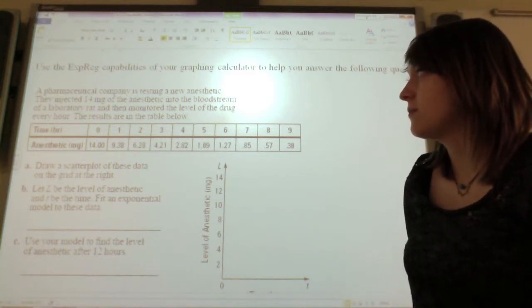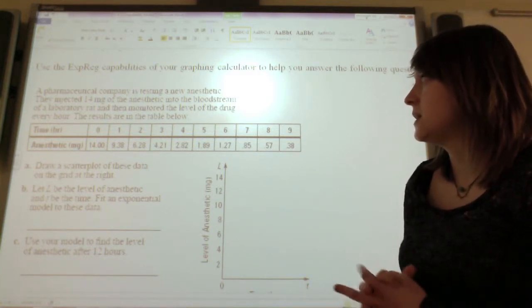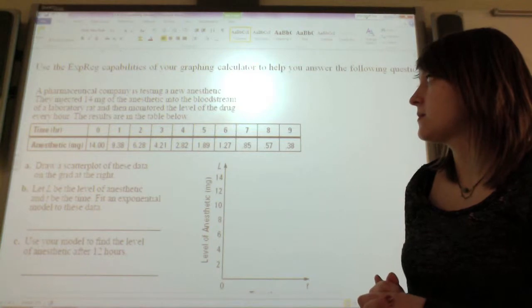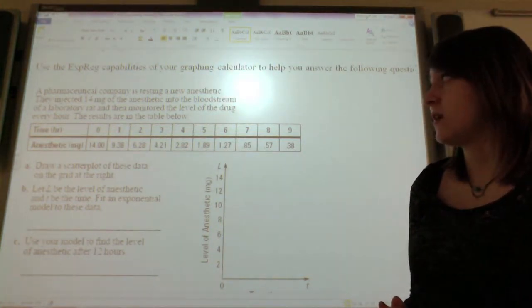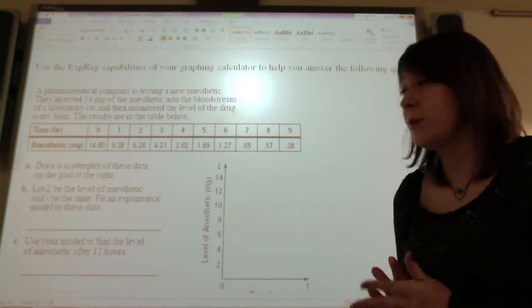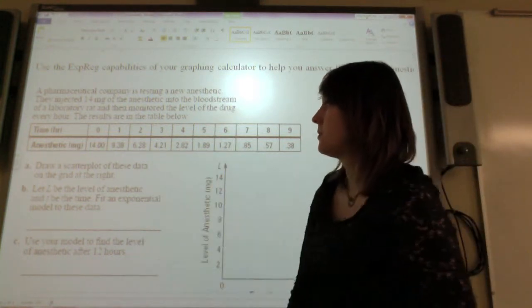The first one, we've got a pharmaceutical company testing a new anesthetic. They injected 14 milligrams of the anesthetic into the bloodstream of a laboratory rat and then monitored the level of the drug every hour. The results are below. So these are our results from our experiment.